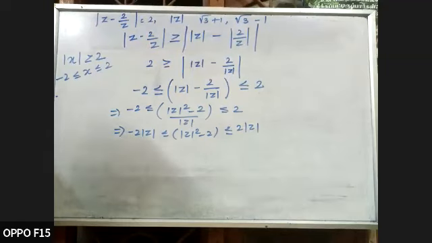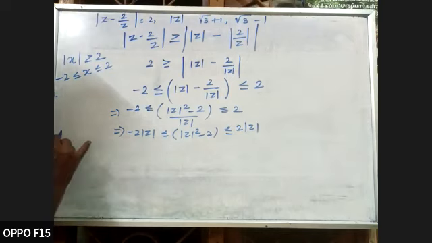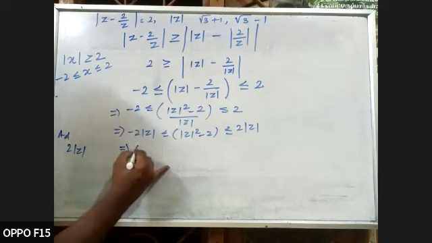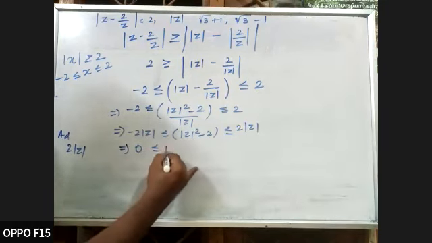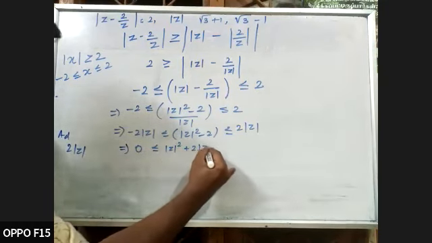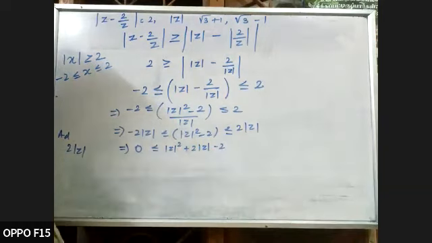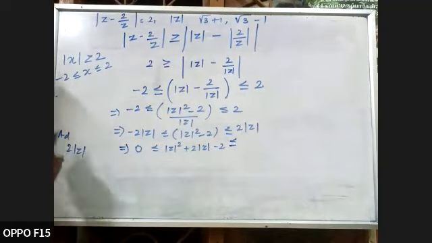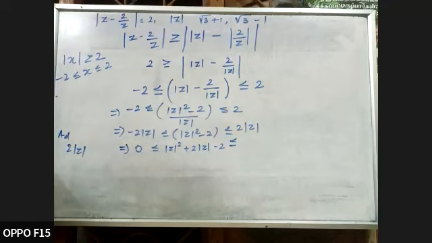Now what am I doing? Everywhere I am adding 2 into modulus of z. If I add this, this becomes 0, less than or equal to modulus of z square plus 2 into modulus of z minus 2. Correct? And on this side we have less than or equal to 2 into modulus of z.